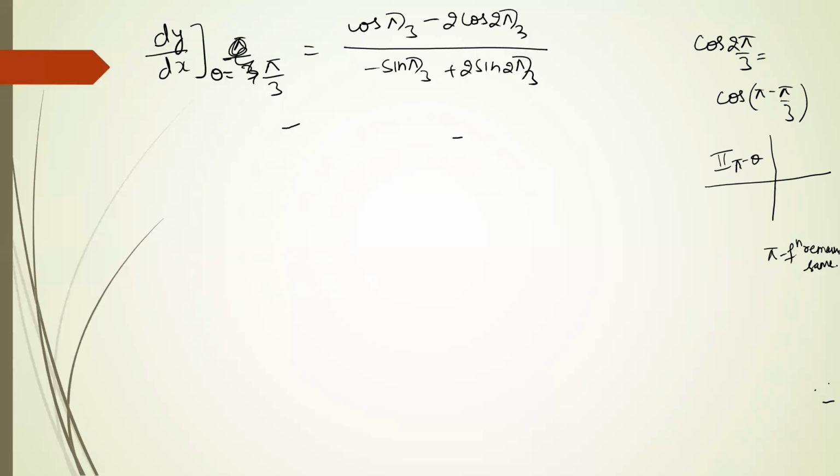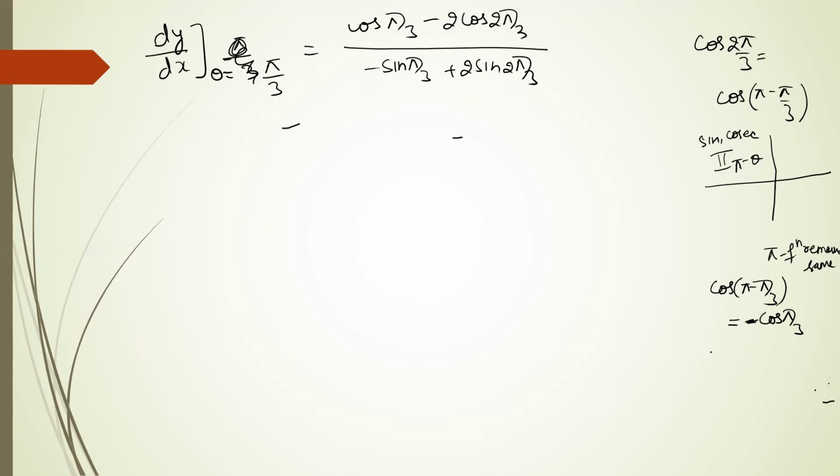And in the second quadrant, my sine function and cosec function give you positive answers. So when I'm talking about cos(pi minus pi by 3), my result will be minus cos pi by 3. Why so? Why the negative sign? Because in the second quadrant, your cos function is negative.